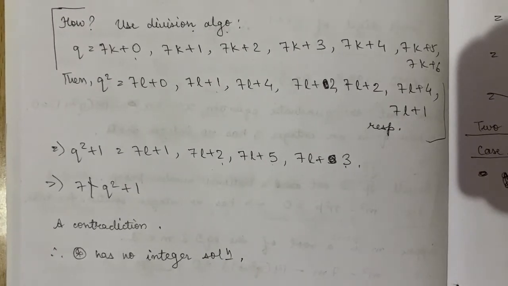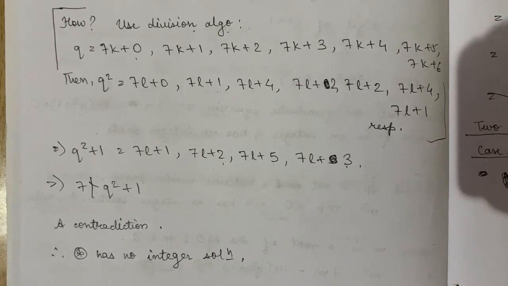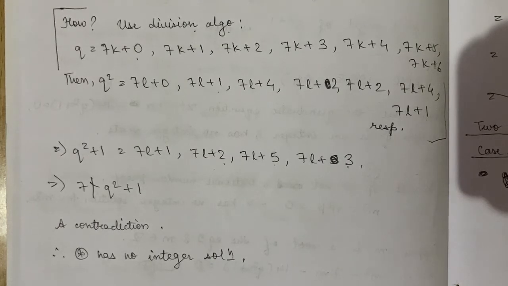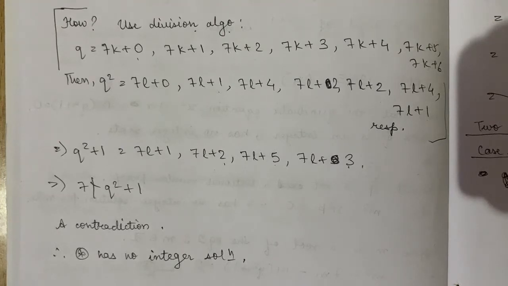So that concludes the problem. The important ideas in this problem: one is proof by contradiction, which should be natural by now. If there's no direct way of proving something, we generally proceed by proof by contradiction. Second, if there is an equation and we want to prove that it doesn't have an integer solution, we can always go by using the ideas of divisibility.